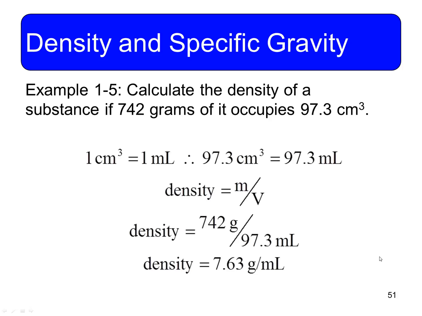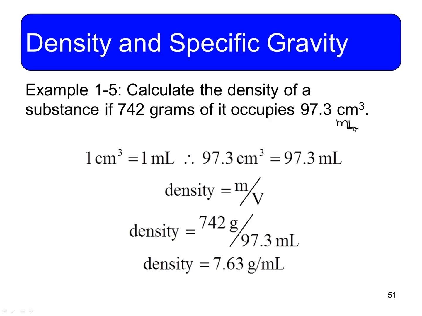So we have a substance that is 742 grams, so that's its mass, and it occupies 97.3 centimeters cubed. This is where you have to remember that 1 centimeter cubed is equal to what? Equal to 1 milliliter, exactly. So you don't get confused if it is put into a problem, we can write this out as centimeters cubed or milliliters.